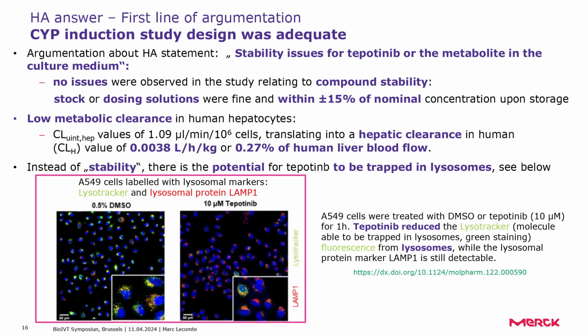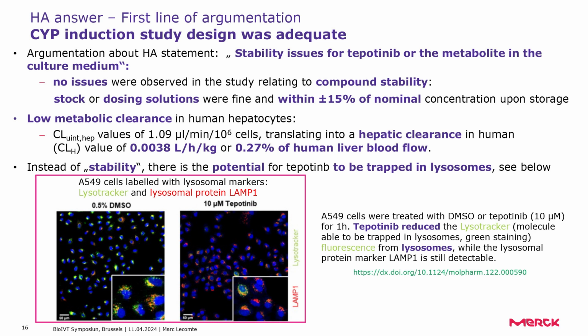So that was part of what we answered the health authority. So this is the first argument. They say there are stability issues for tepotinib or the metabolite. We answered that there were no issues relating to compound stability per se, meaning the stock or the dosing solutions at Cenotech were assessed and were fine, within 15% of the nominal concentration used in the SIP induction.